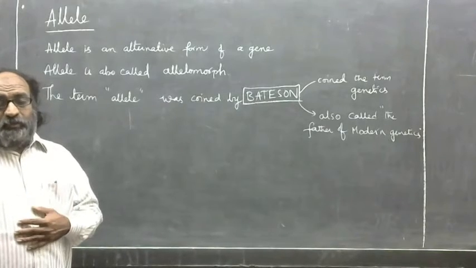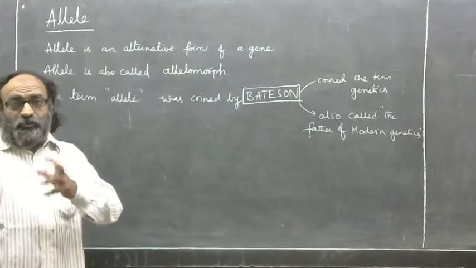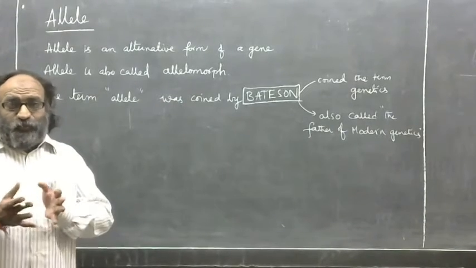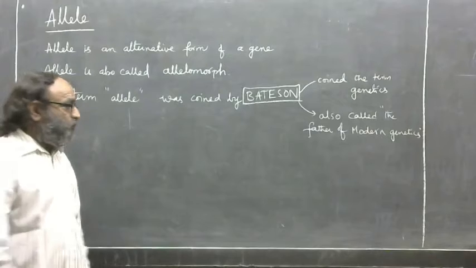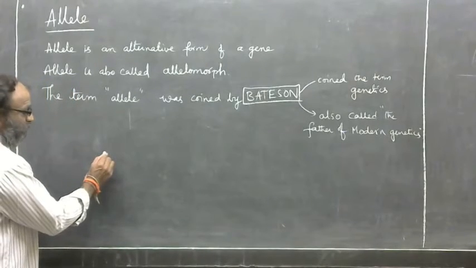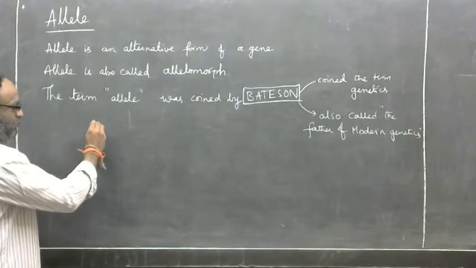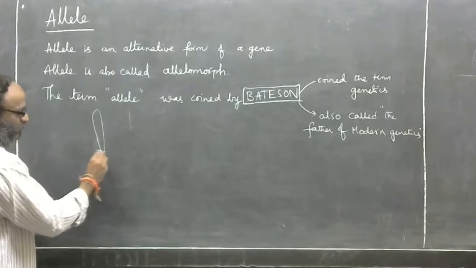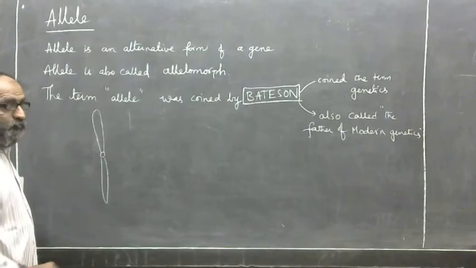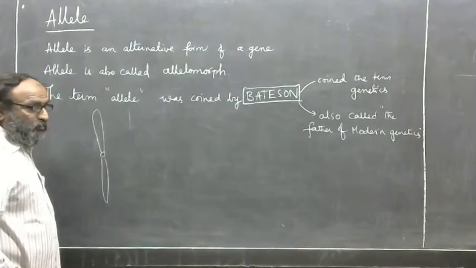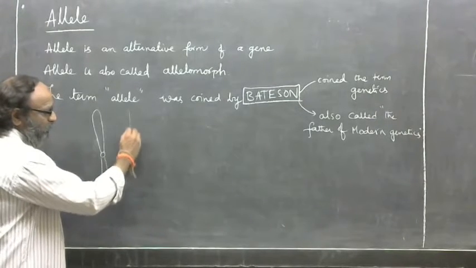And you have learned that a gene is located at a point called locus on the chromosome. Now let me explain where these alleles are located. Suppose this is a chromosome with an arm or chromatid. Of course, it has two chromatids, and this is another chromosome with a centromere, and this is a chromatid.